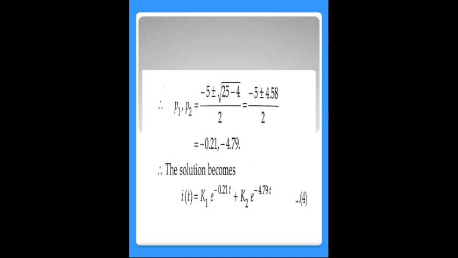So the solution becomes I(t) is equal to k1 e to the power minus 0.21 t plus k2 e to the power minus 4.79 t, where k1 and k2 have been obtained in the previous equation. So we can put the values of k1 and k2 and we obtain the final solution of the current in the circuit.